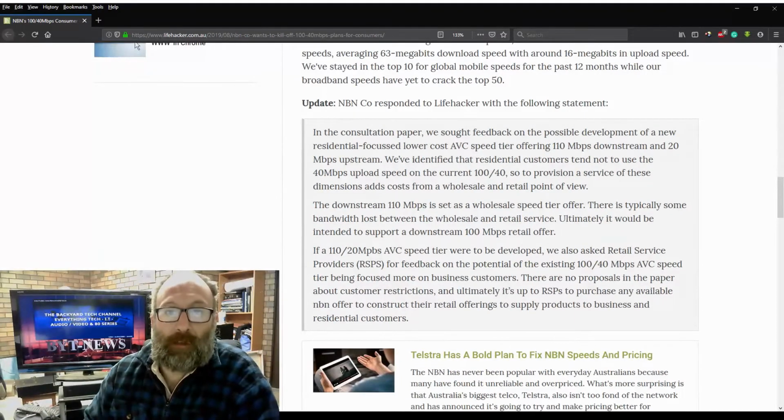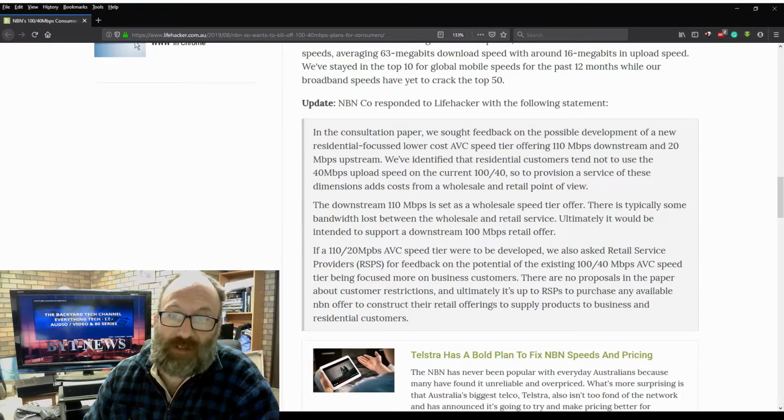Okay, update. NBN Co. responded to Lifehacker with the following statement, quote, "In the consultation paper, we sought feedback on the possible development of a new residential-focused lower-cost AVC speed tier offering 110 megabit down and 20 megabit up. We've identified that residential customers tend not to use the 40 megabit upload speed on the current 140, so provisioning the service for these dimensions adds costs for the wholesale and retail point of view.